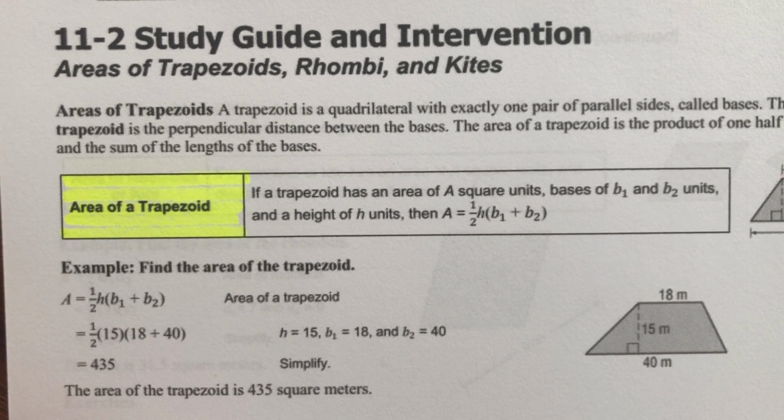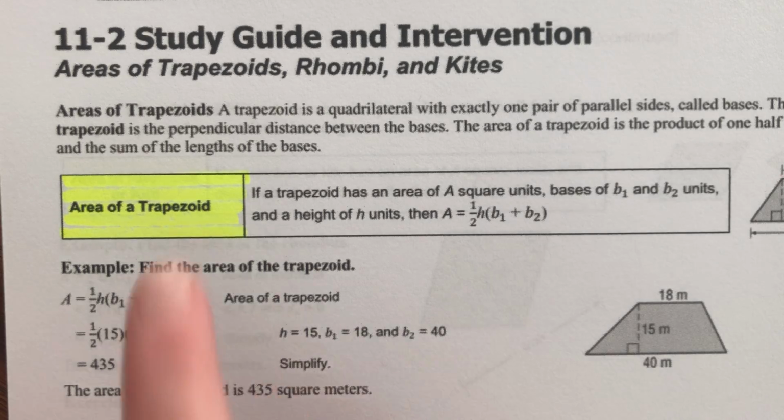This is lesson 11-2. We're going to be talking about areas of trapezoids, rhombi, and kites. In this first video, we're going to just focus on trapezoids, and then in video part 2, for lesson 11-2, we're going to do rhombi and kites. We calculate those the same way, so they're easy.